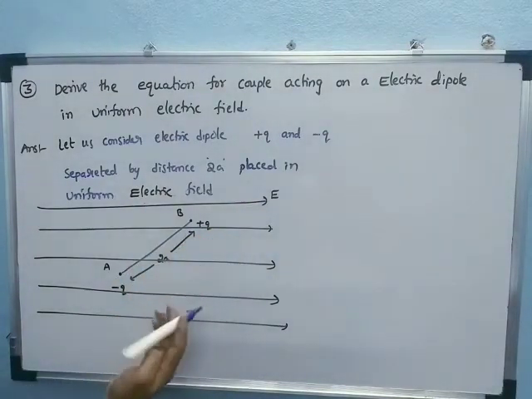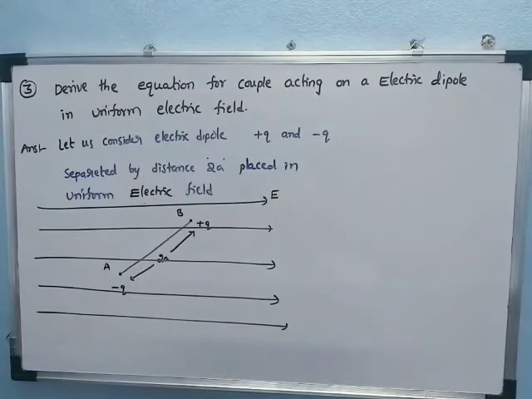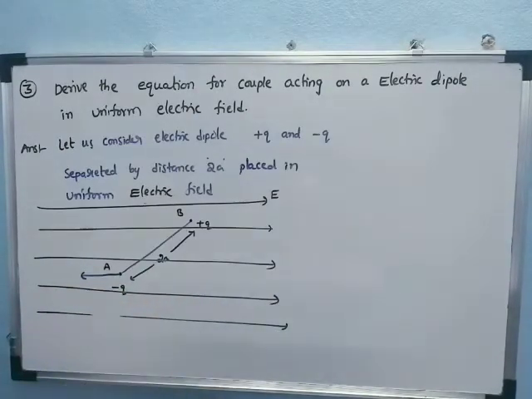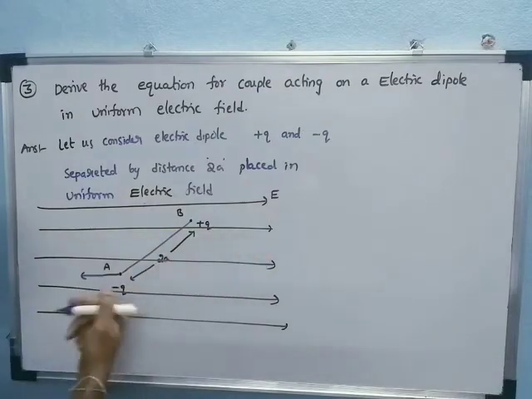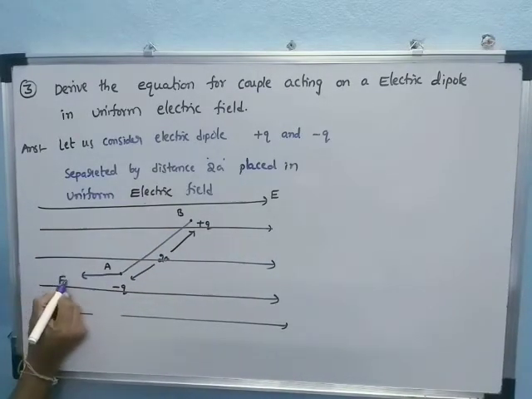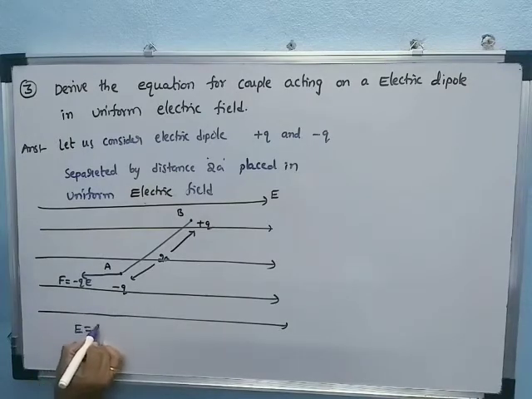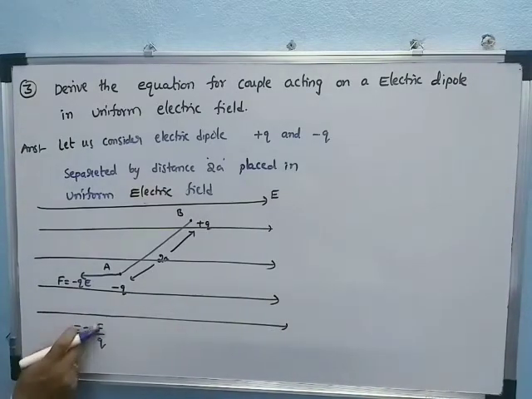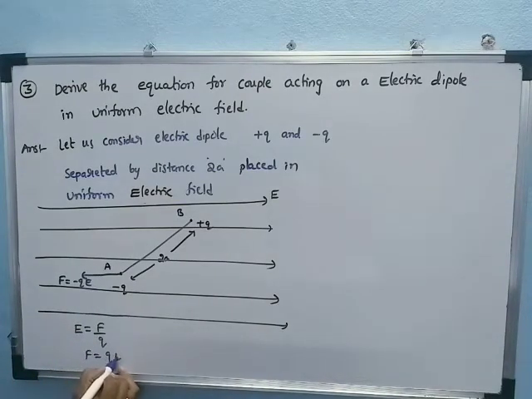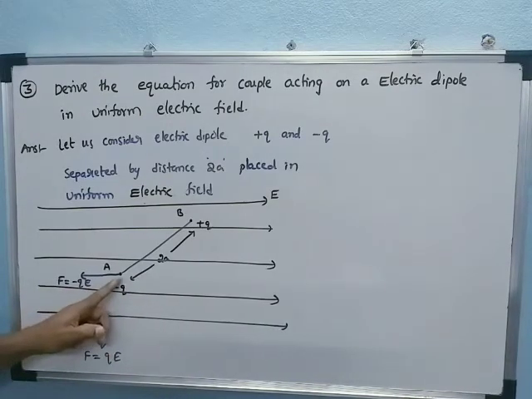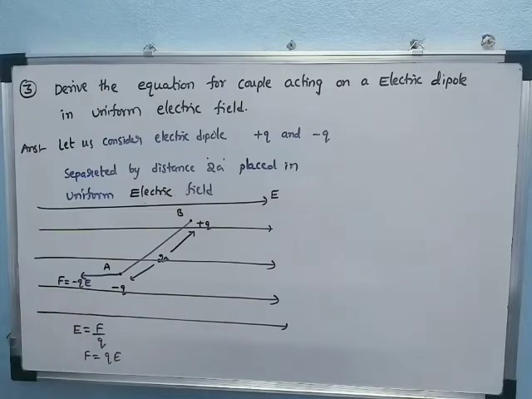Now this electric field exerts some force on the negative charge and some force on the positive charge. On the negative charge, the force is acting opposite to the electric field. The electric field is acting in this direction, but the force is acting in this direction. That F is equal to Q into E. We know the formula: electric field E is equal to F by Q, so F is equal to Q into E. The force acting at point A is minus Q into E.